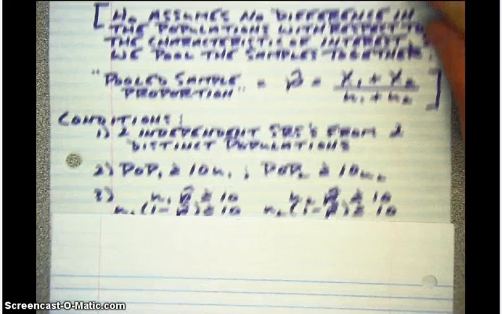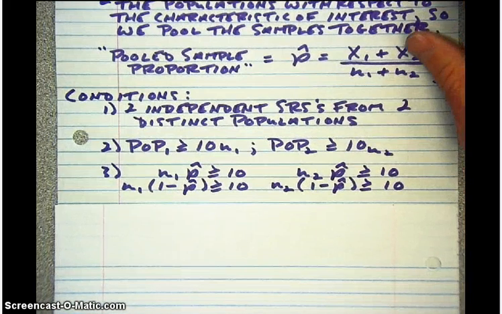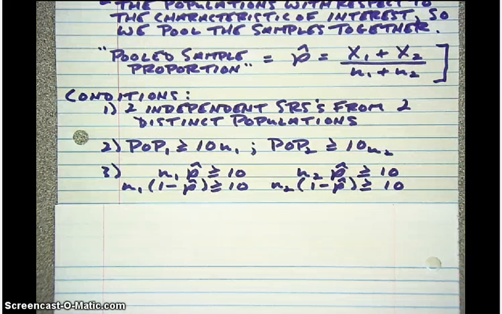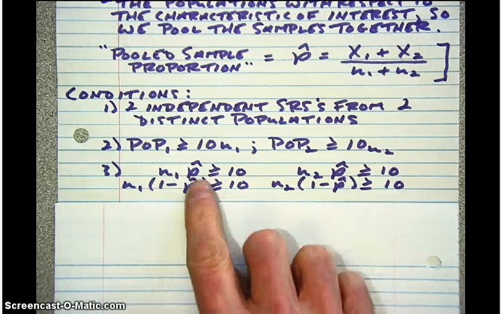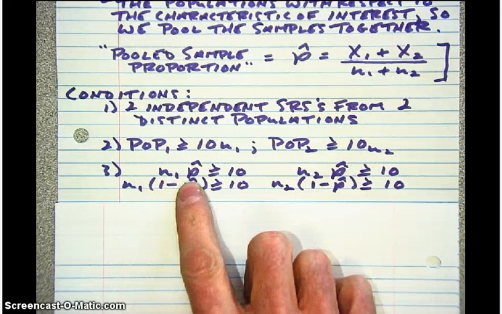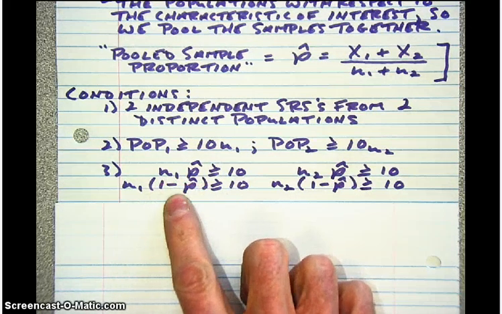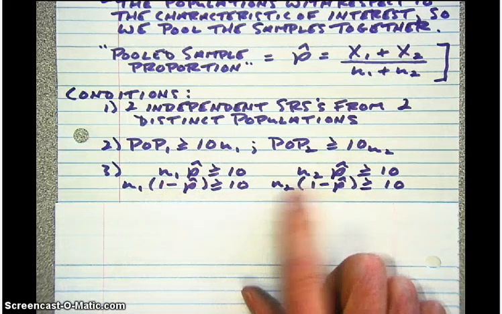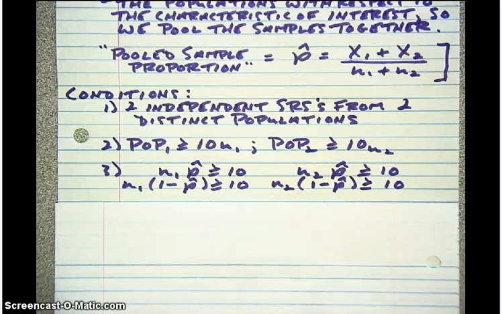Here are the conditions that apply to this test. We have to have two independent SRSs from two distinct populations. Each population must be at least 10 times its respective sample size. And then here's where that p hat comes in. n1 times p hat, n1 times 1 minus p hat, n2 times p hat, and n2 times 1 minus p hat all have to be greater than or equal to 10.